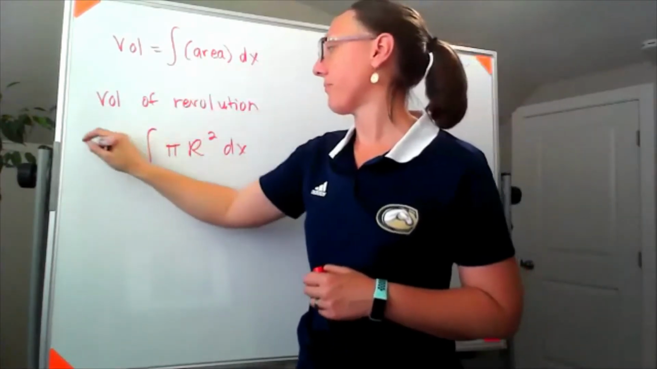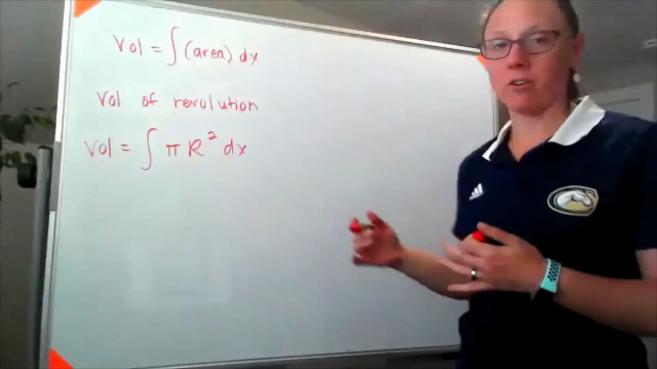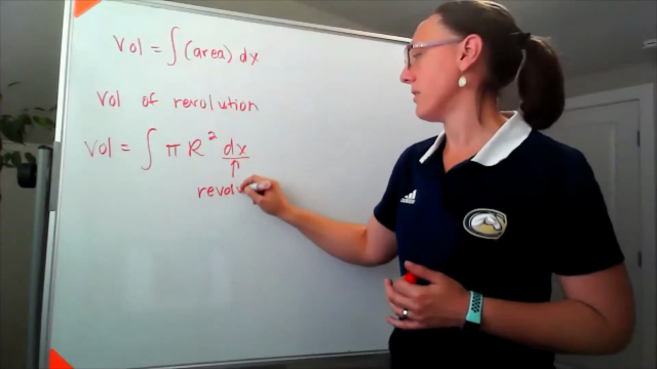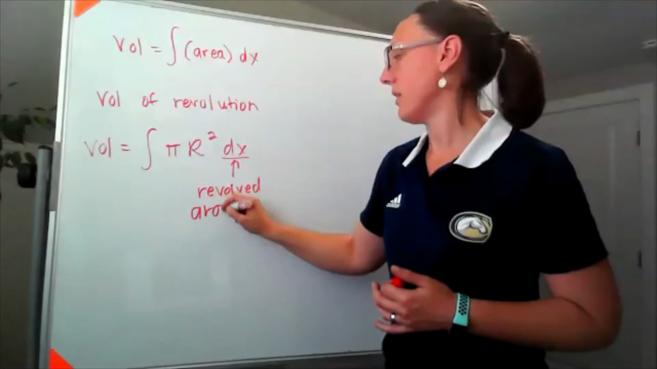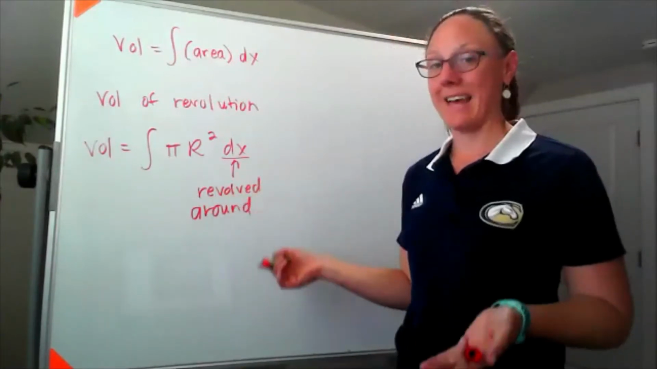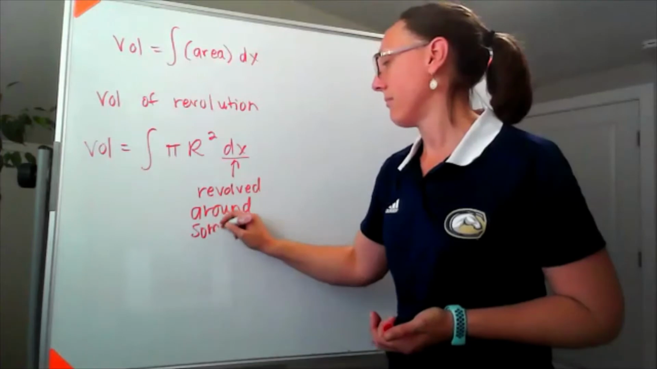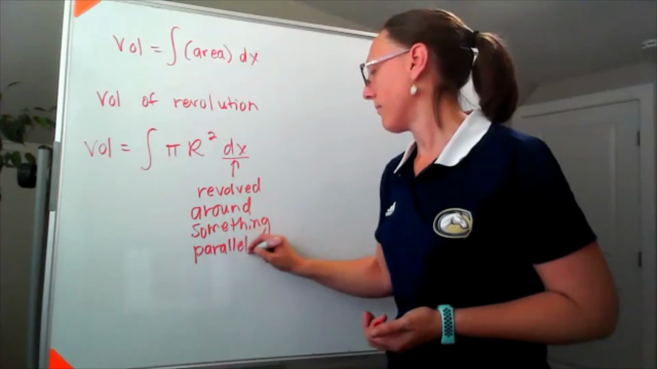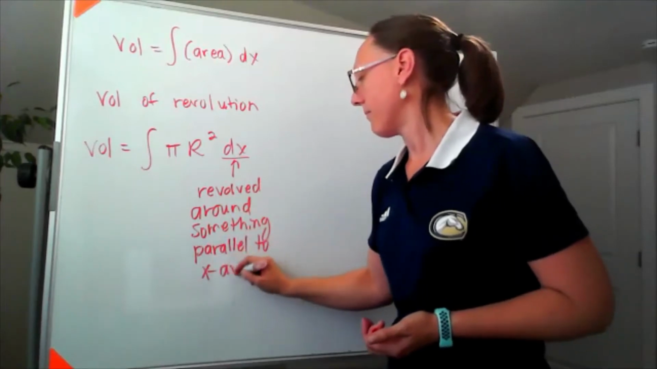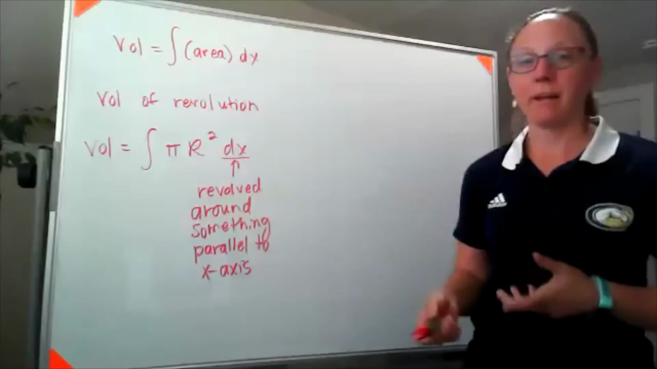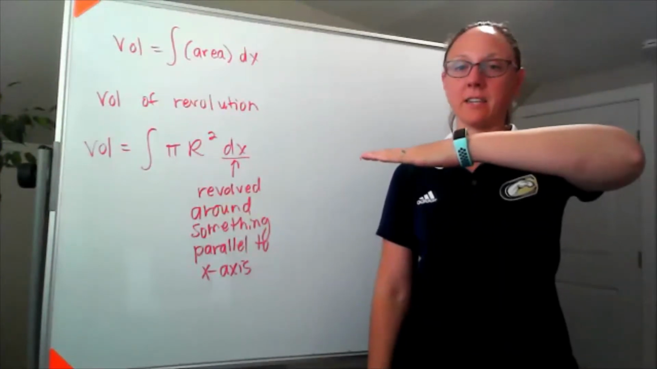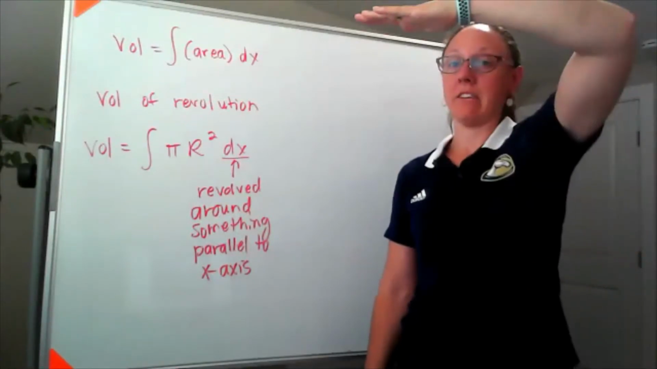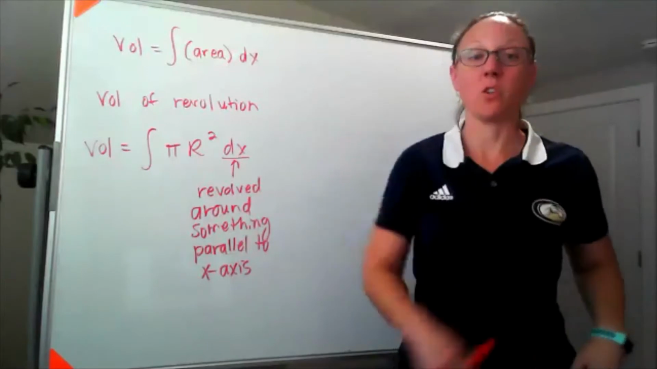Now, we have some subtleties here. So this dx implies that we revolved around something parallel to the x-axis. So that might be the x-axis, or it might be y equals -5, or it might be y equals 17, but it's something that is parallel to the x-axis.